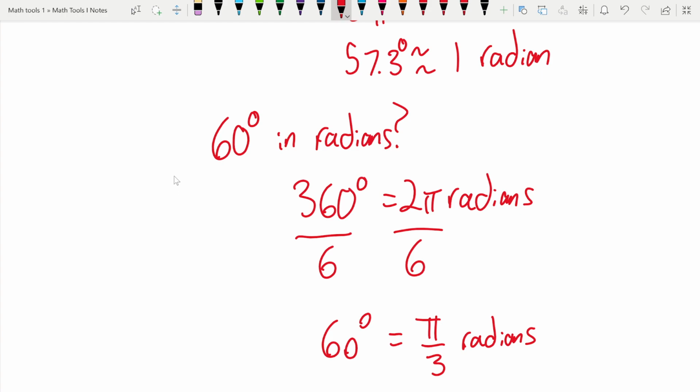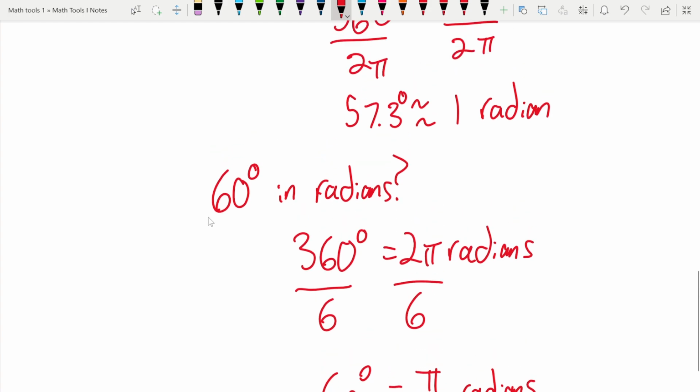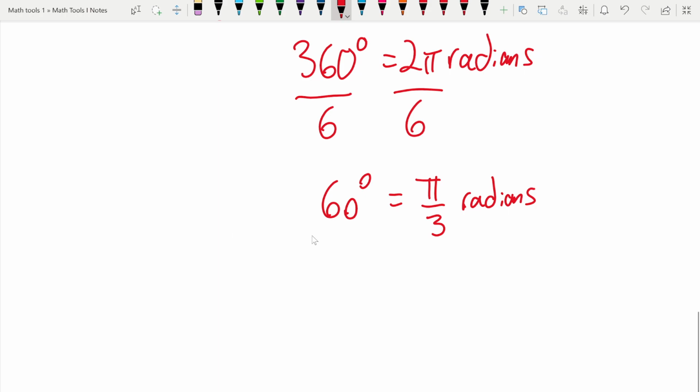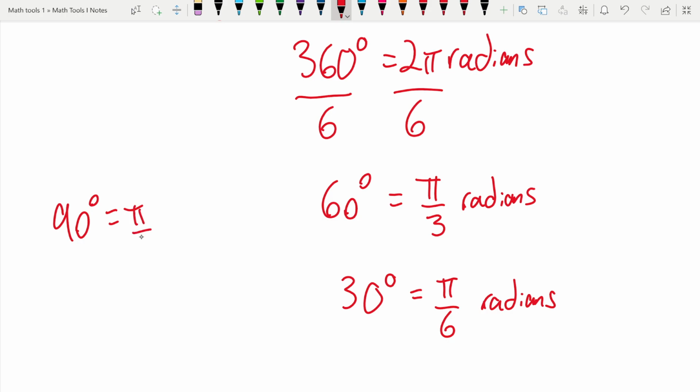Okay. And this is an important one because 60 degrees is an important angle if you study triangles at all, right? Similarly, 30 degrees is pretty important, but we can think 30 degrees is half of this, so 30 degrees is going to be pi over 6 radians, half of pi over 3. So 30 degrees equals pi over 6 radians. We already saw 90 degrees equals pi over 2 radians. Another important one is 45 degrees, and that's half of this. We can see this is pi over 4 radians.